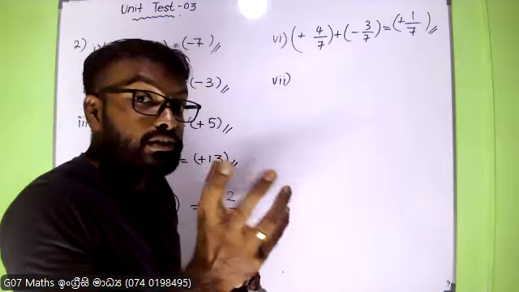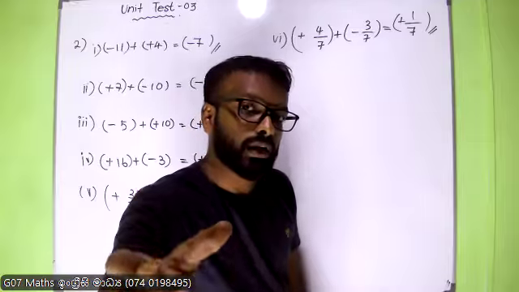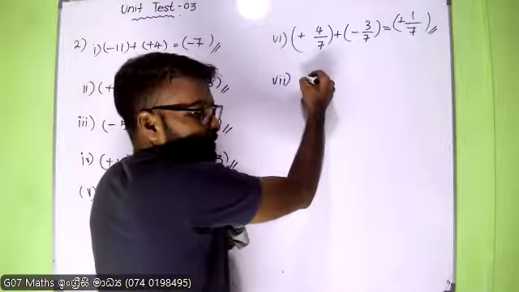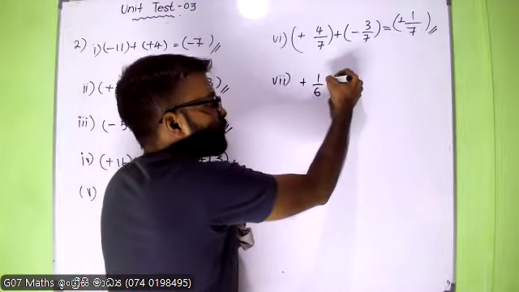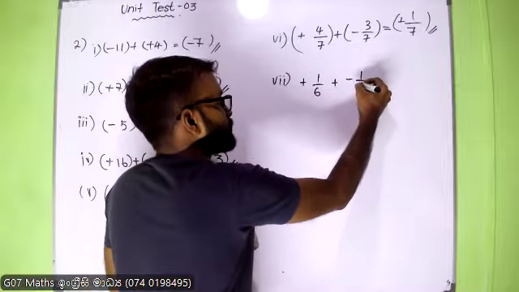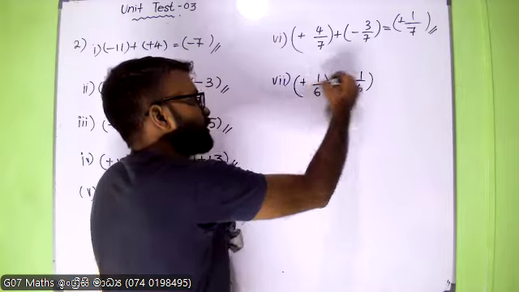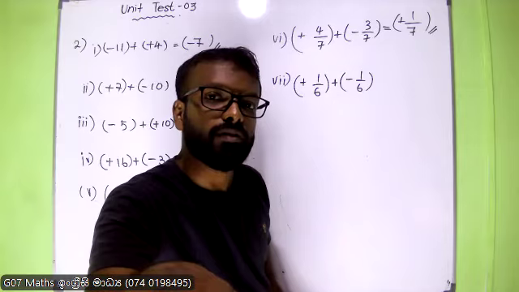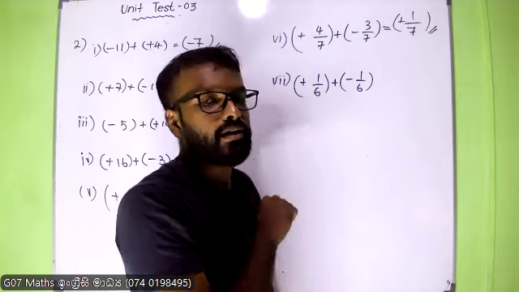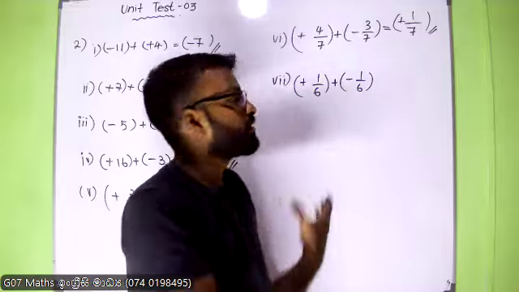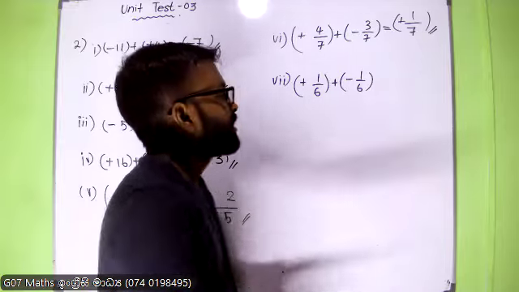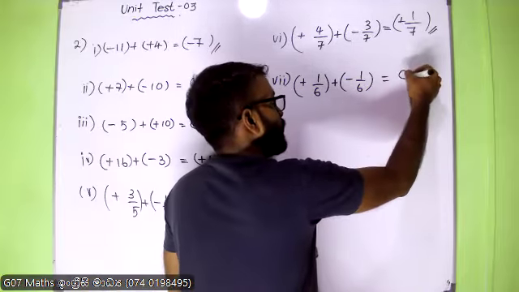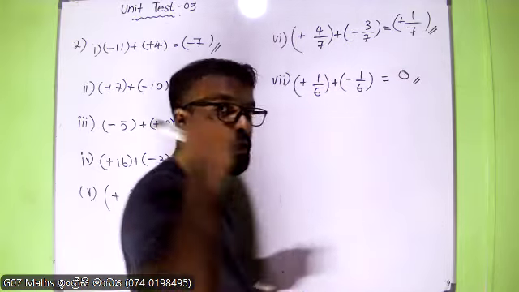Again, the same thing. I am giving you an apple and taking that apple back. Can you see? Positive 1 upon 6 plus negative 1 upon 6. Same number but different sign. Same apple, I am giving you it back and I am taking it back. Positive apple, negative apple. Same number, two different signs. 0. Keep that in your mind.